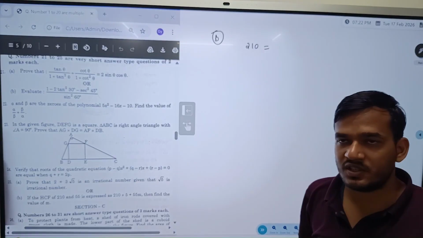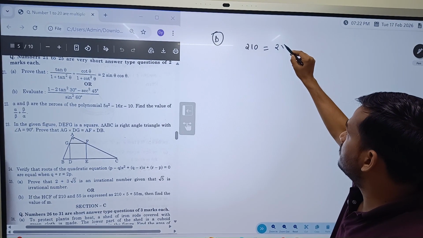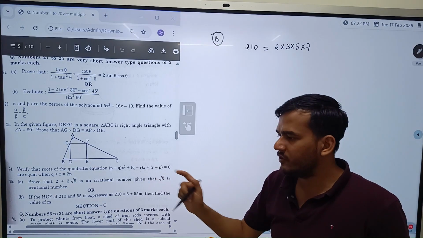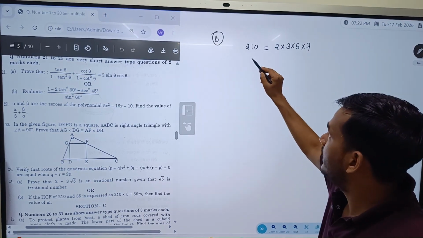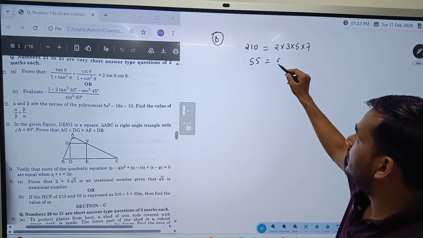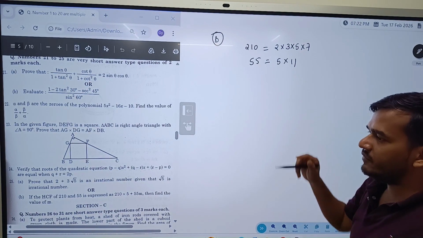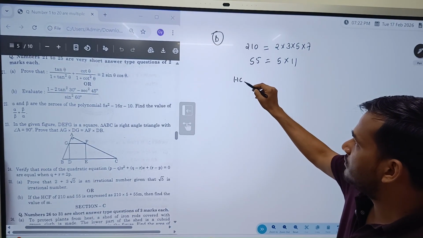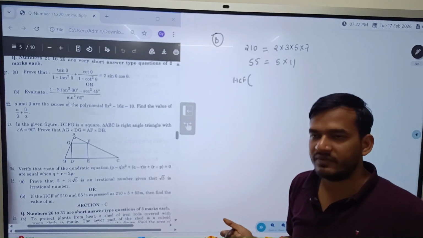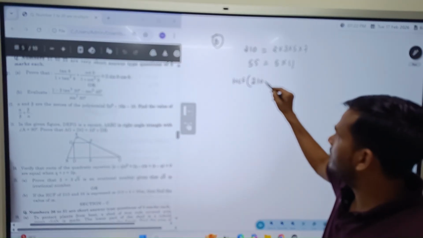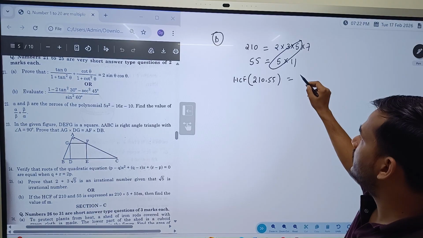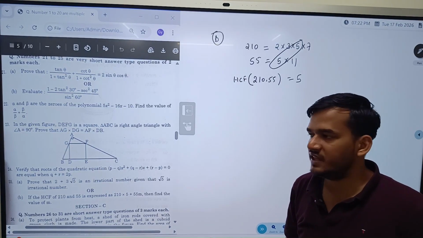210 can be expressed as 2 into 3 into 5 into 7. Similarly, when you find the factors of 55, this is 5 into 11. The only common factor between these two numbers is 5. So the HCF of 210 and 55 is equal to 5 only, because 5 is the only common factor between these two numbers. So 5 is the HCF.